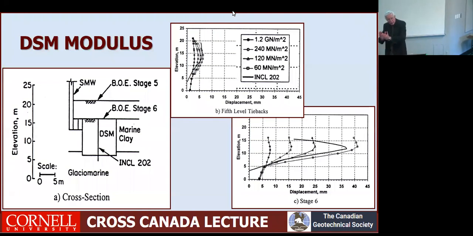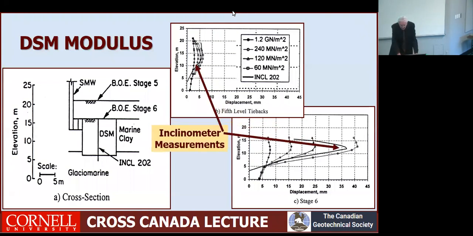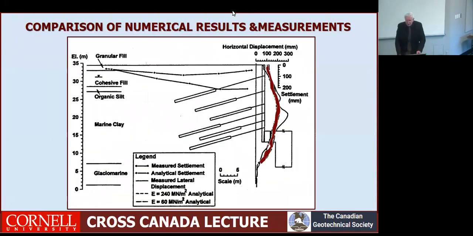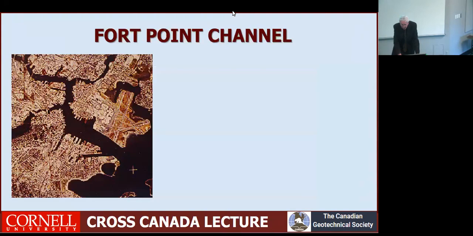So at a 35% coverage, you had enough shear conveyance between the elements and the soil in between to get them behave as one mass. So there's the inclinometer measurements. And then if we actually take between that 60 and 120 meganewtons per square meter, or 240, and we put it back into the analysis, we get a good agreement with some local deviations of what the actual displacement of the wall was. So we were able to stabilize the excavation.